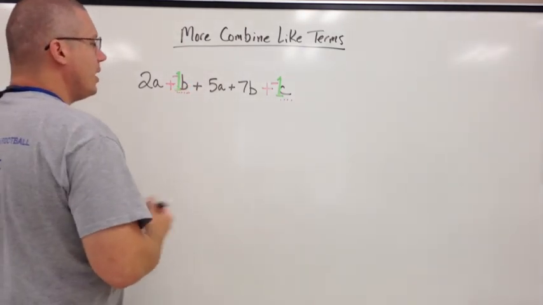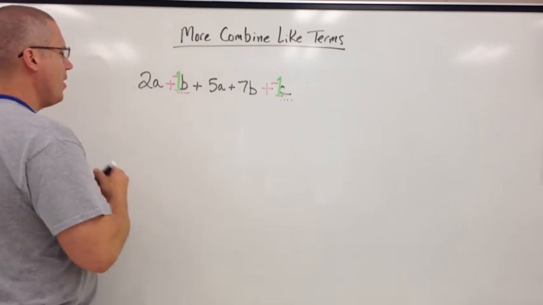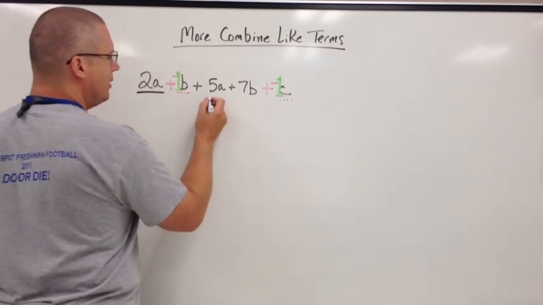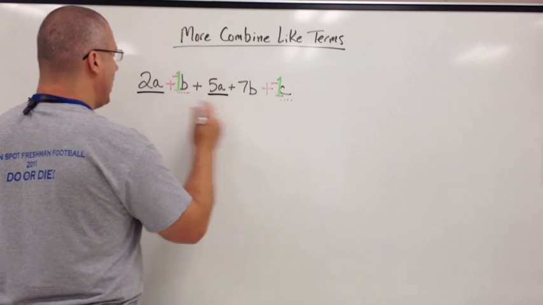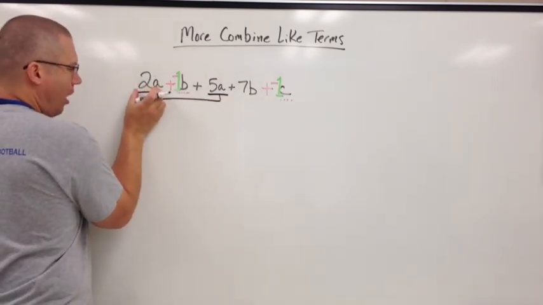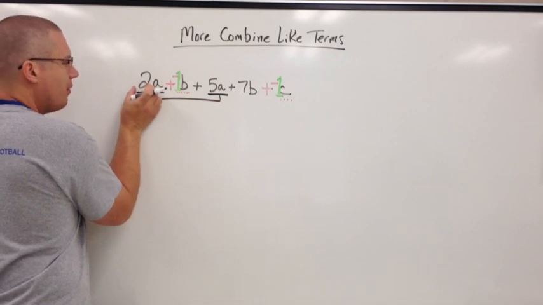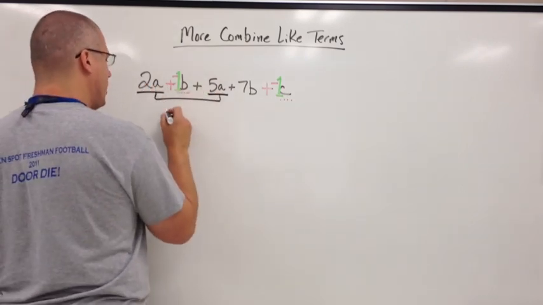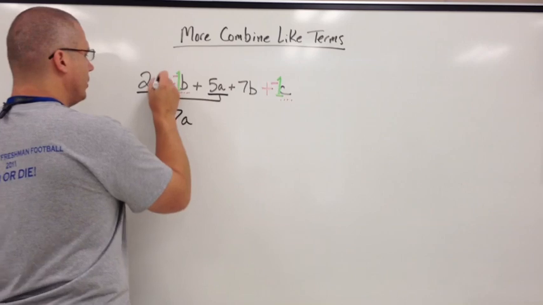So now let's take a look at combining things that have the same variable. Here's 2 A's, here's 5 A's. I have no other A's, I can put them together. Take the coefficient of the term, the coefficient, the number in front of the variable. 2 plus 5 is 7A. Those are now done.